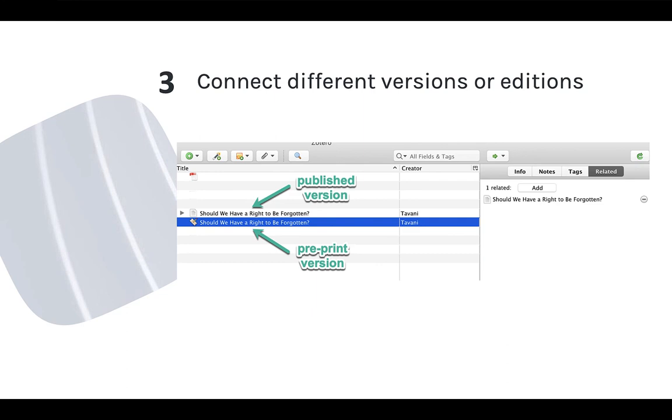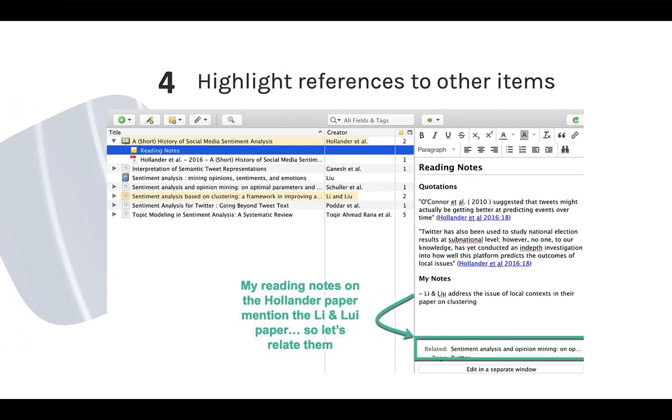I might also do the same sort of thing if I have entries for multiple editions of the same book, for example. And lastly, let's say I'm making notes related to an article. And as I'm writing down my thoughts in my little note document, I realize that I'm actually making reference to something else that I've read. I can add a related item to my notes and link it to the other source that I referenced.